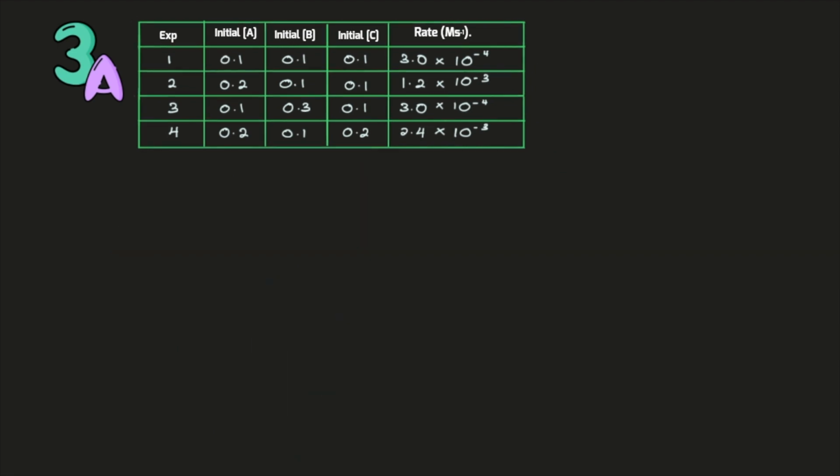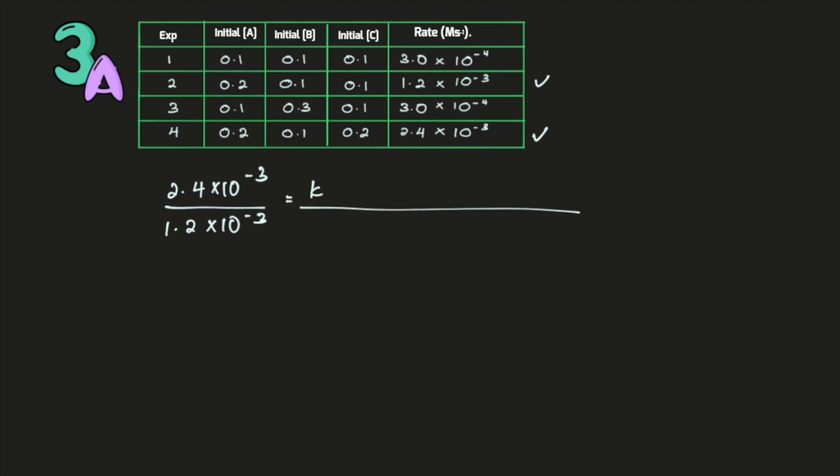Right. Alright, the last one is the value of Z. So for the value of Z, we are going to use experiment 4 and also experiment 2. So the same drill: rate is 2.4 times 10 to the power of negative 3 divided by the rate for experiment 2, which is 1.2 times 10 to the power of negative 3, equivalent to the rate constant, and then you go ahead and copy out all the values for the concentration.